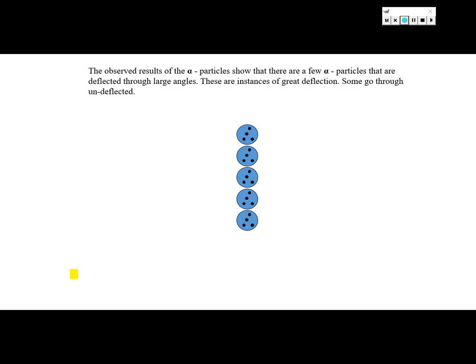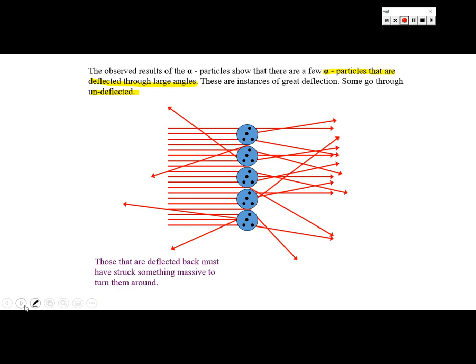This is really what they saw. So we call the kind of radioactivity they used alpha particles. So some particles have very large angles of deflection. Some go through undeflected. It was all over the place. Some come in, some go out, some come back.